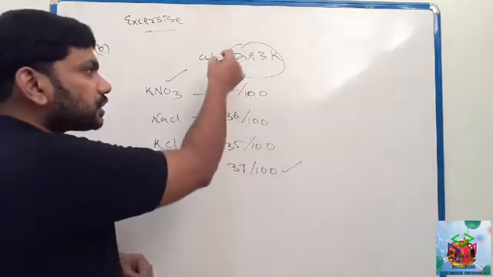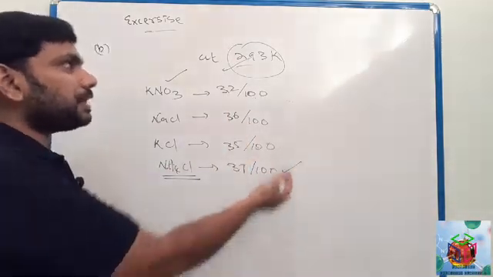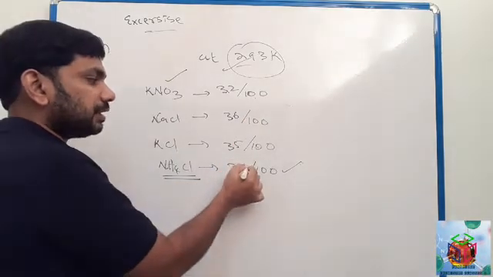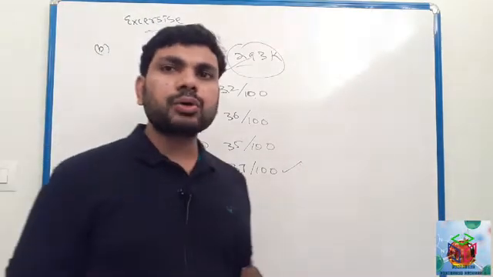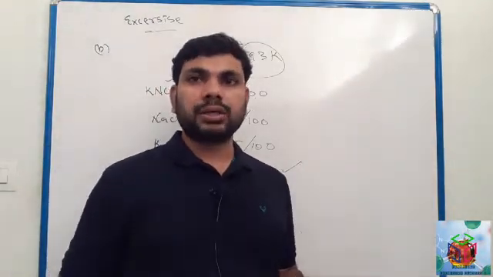So which salt has the highest solubility at this temperature? 37 is the highest. So ammonium chloride has the highest solubility at this temperature.